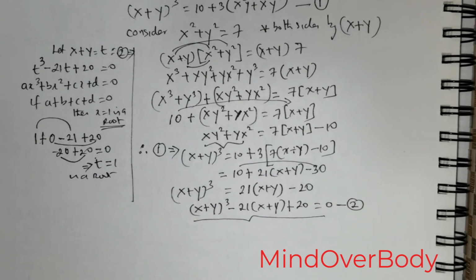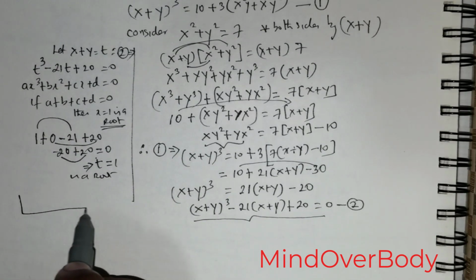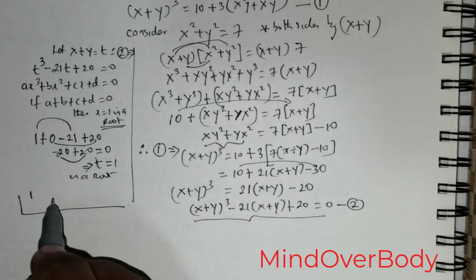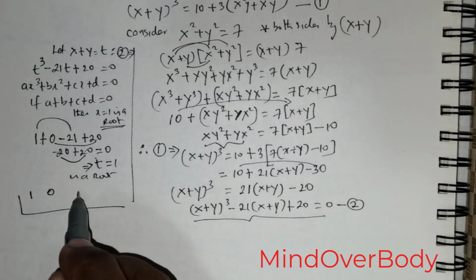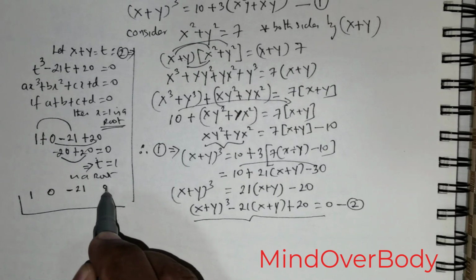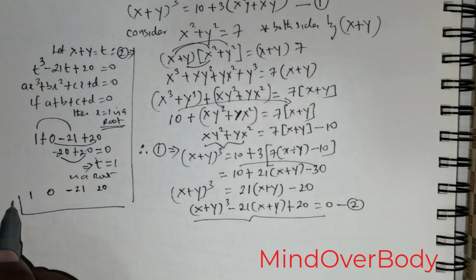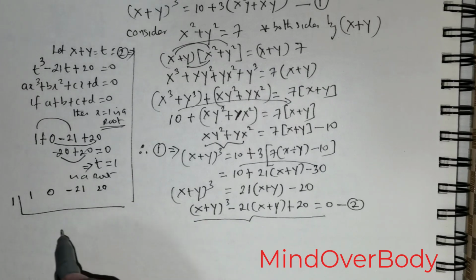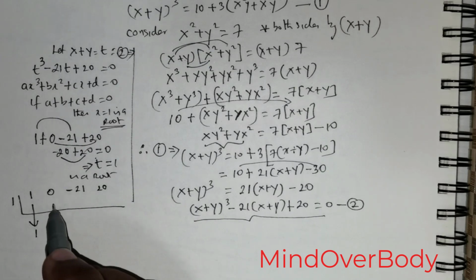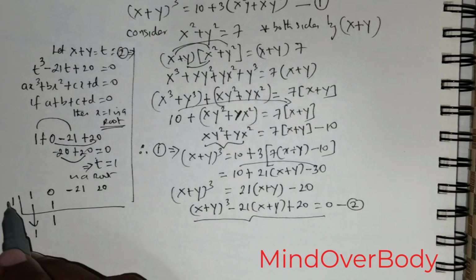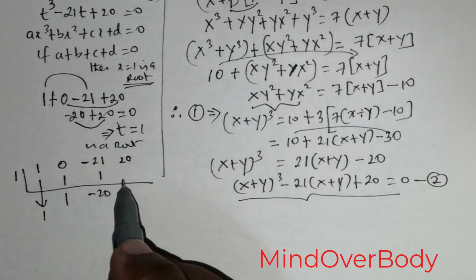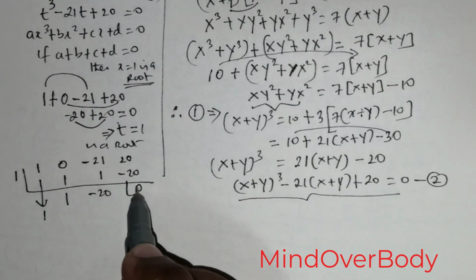So I'm going to use synthetic division to show you what happens. I'm going to write the coefficient of t cubed, that's 1, the coefficient of t squared, that's 0, the coefficient of t, that's negative 21, and the constant term is 20. Now t equals 1 is a root, so let me place that. I bring this 1 down, then 1 times 1 added with 0 gives 1, 1 times 1 added with negative 21 gives negative 20, and 1 times negative 20 added with 20 gives me 0.